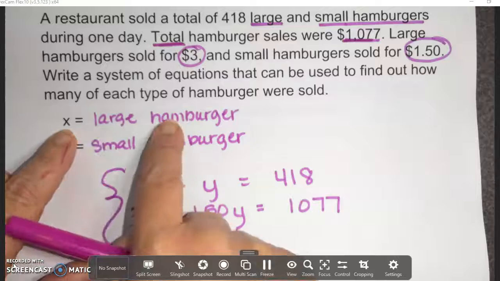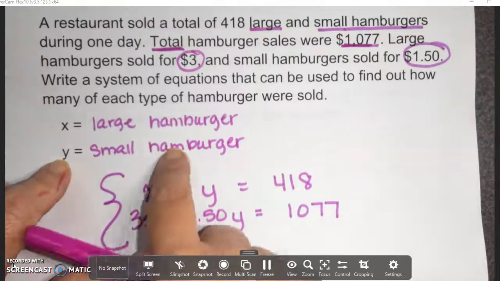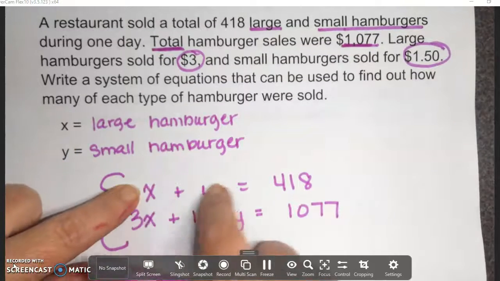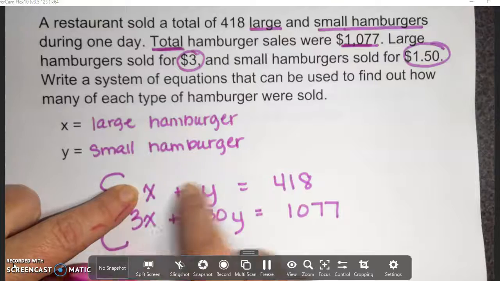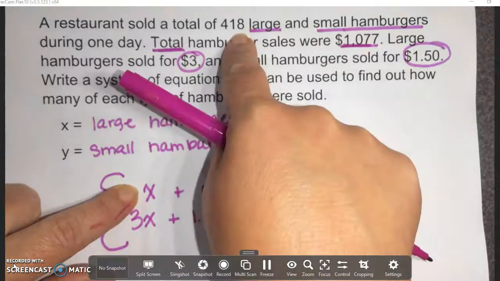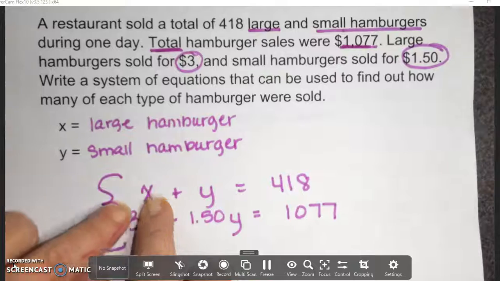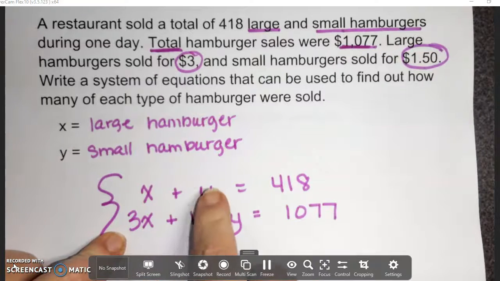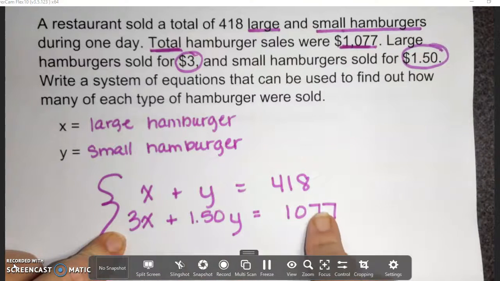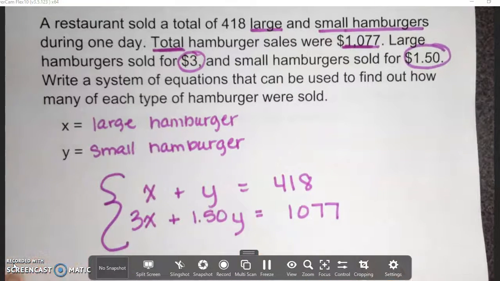So I assigned X as my large hamburgers, Y as my small hamburgers. I know when I added both of those sales up, my total was 418 for the day. Okay, I know that the large hamburger costs $3 and the small hamburger costs $1.50. And my total sales for the day was $1,077. So here is your system of equations.